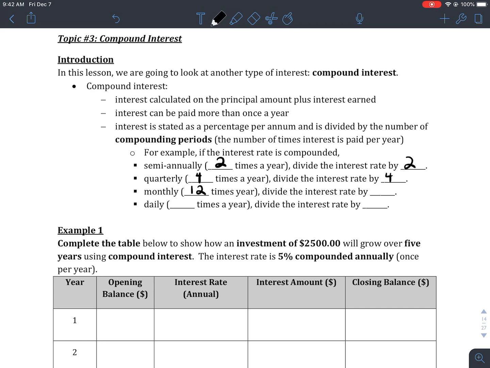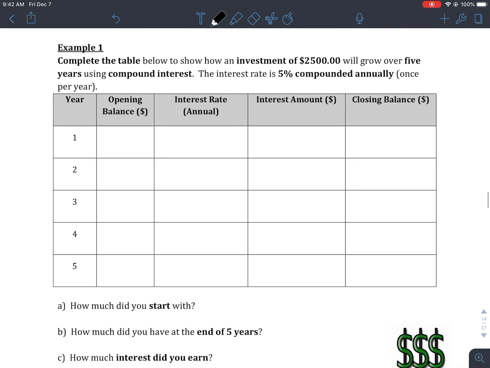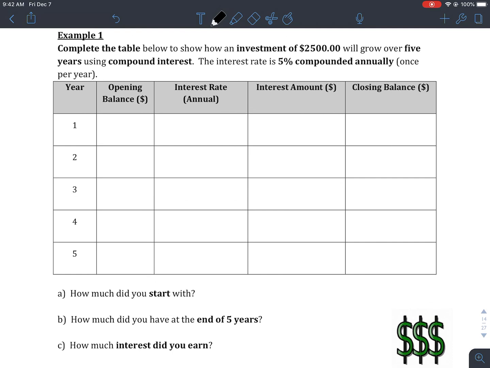If it's monthly, you get it every month, which means 12 times since there's 12 months in a year. And again, you'll divide the interest rate by 12. Daily means you get interest every single day, so take that interest rate and divide it by 365.